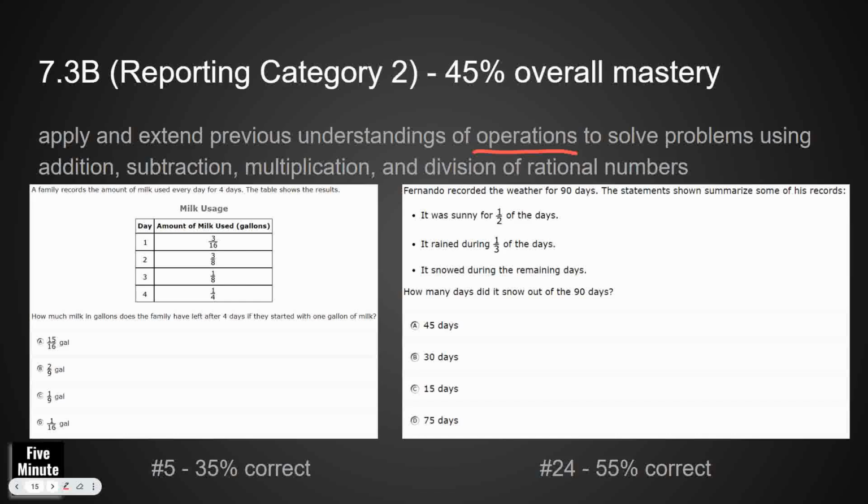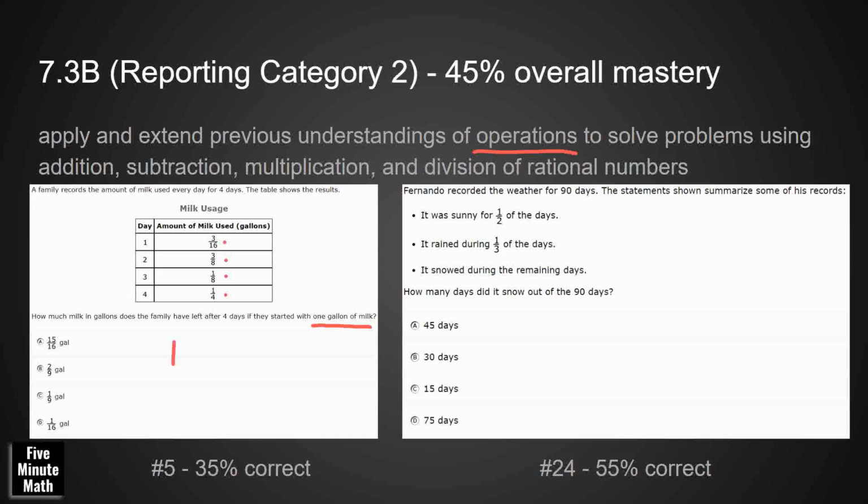So a family records the amount of milk used for 4 days. And then for some strange reason, this family decides they want to record it in fractions that have different denominators. Not sure why they would do that. So how much milk in gallons does the family have left after they started with 1 gallon of milk? So that's the challenge here for students.